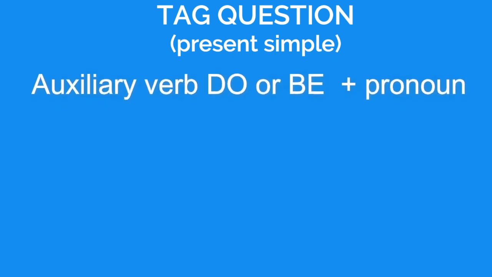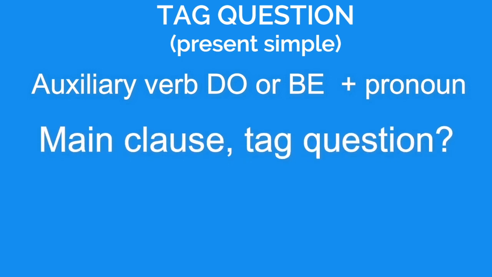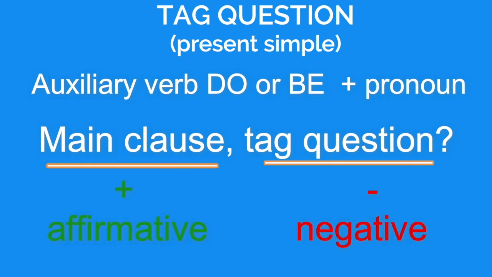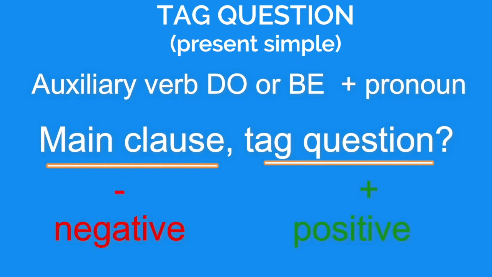So to form a tag question, we need an auxiliary verb, do or be, plus a pronoun. So to create a phrase, we have a main clause and a tag question. Usually, if the main clause is affirmative, the tag question will be negative. Or, if the main clause is negative, the tag question will be positive. So let's take a look at some examples.